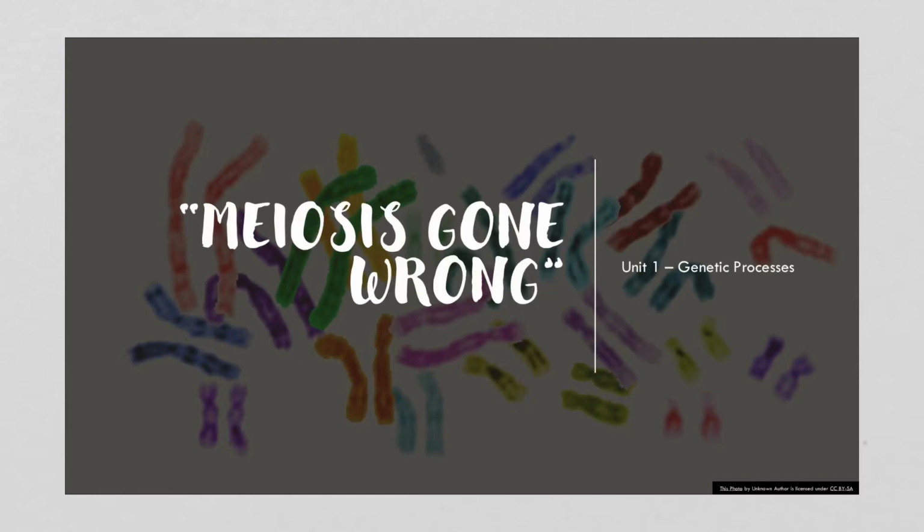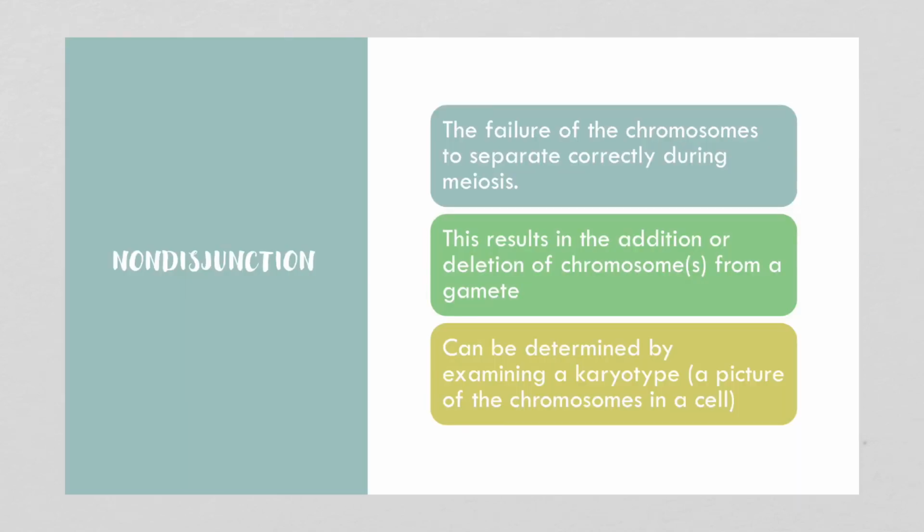In this video, we're going to take a look at what happens when meiosis goes wrong, when there's an error in meiosis. That process is called non-disjunction. Non-disjunction is a failure of the chromosomes to separate correctly during meiosis. It can happen either in meiosis 1 or 2, and this results in the addition or deletion of chromosomes from a gamete. So instead of having 23 chromosomes, they might have 22 or 24 or even a different number than that.